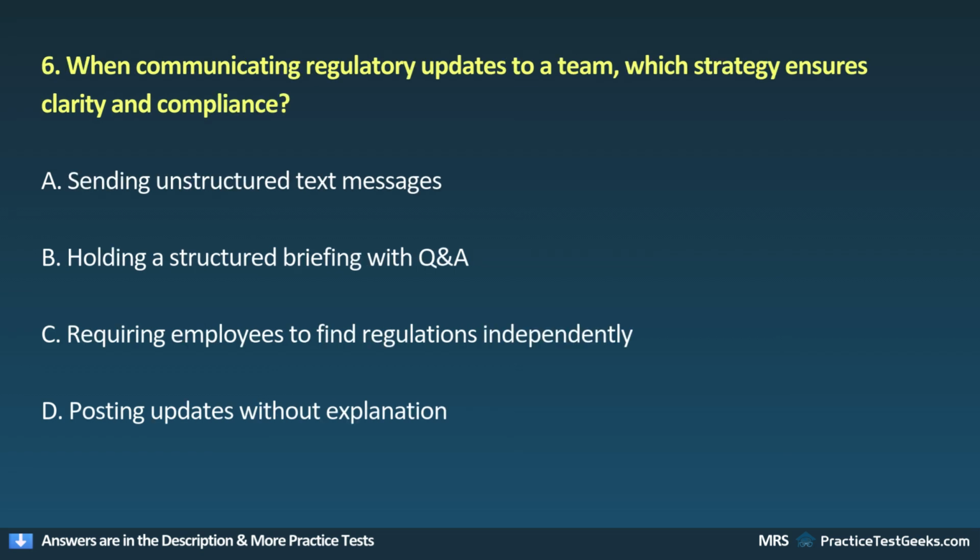6. When communicating regulatory updates to a team, which strategy ensures clarity and compliance? A. Sending unstructured text messages. B. Holding a structured briefing with Q&A. C. Requiring employees to find regulations independently. D. Posting updates without explanation.